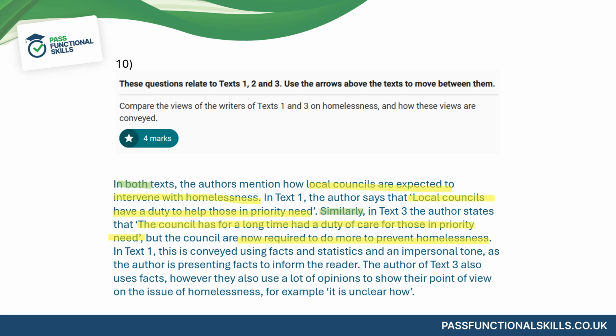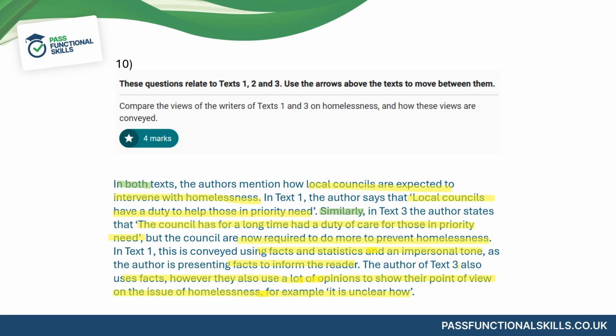Then they've moved on to talking about the way the views are conveyed. So they said in Text 1 this is conveyed using facts and statistics and an impersonal tone, as the author is presenting facts to inform the reader. So they've linked that to the purpose and why we've got facts and figures and an impersonal tone. Then they've said the author of Text 3 also uses facts. However, they also use a lot of opinions to show their point of view on the issue of homelessness.